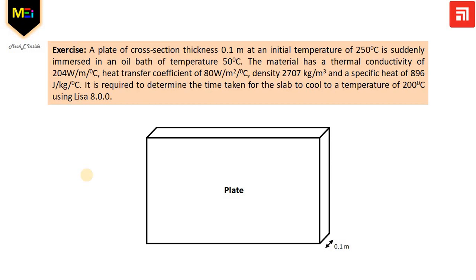Density of material is 2707 kg per meter cube and a specific heat of material is 896 joule per kg per degree Celsius. It is required to determine the time taken for this slab to cool to a temperature of 200 degrees Celsius using LISA 8.0.0. Let's start on the software.